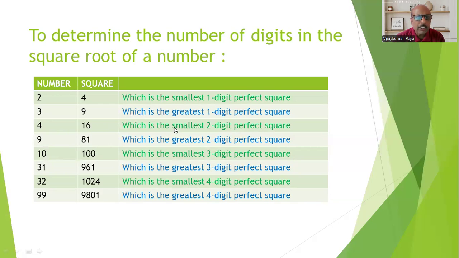16 is the smallest two-digit perfect square. That means 1, 10, 11, 12, 13, 14, 15 are all not perfect squares. 16 is the smallest two-digit perfect square, and 81 is the largest, or greatest, two-digit perfect square. And 100 is the smallest three-digit perfect square because the square root of 100 is 10.